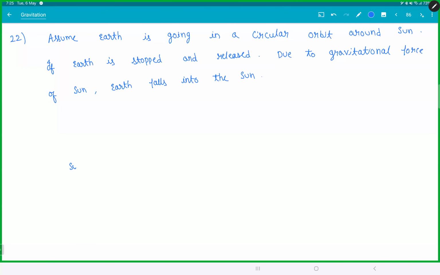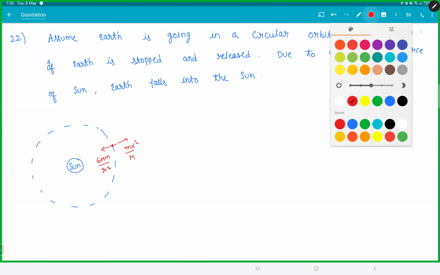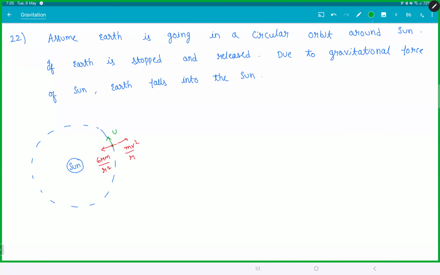Meaning, think about it. Initially, as the Earth was going in a circle, the attraction force, GMm by R square, was being balanced by your centrifugal force mv square by R. Now you're telling me, for some reason, the Earth's velocity suddenly became 0. Now you can clearly see there's no one to balance that gravitational force. So there's nothing there. It'll just go straight into the sun and collapse. Is that making sense, everyone?